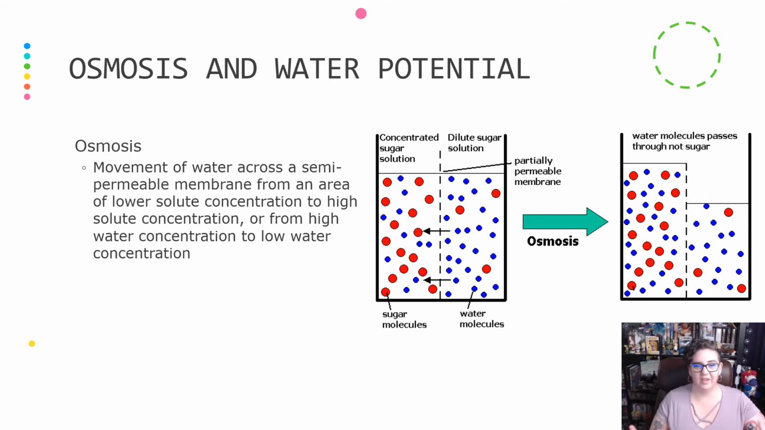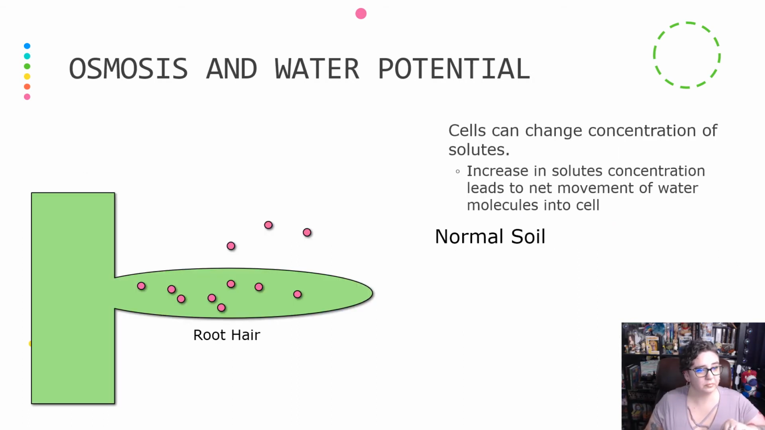I like to think of it as water trying to balance out the two sides by diluting the side that has more salts, right? So that's where we're going with water potential, okay? So we ought to think about it in terms of salts, right? Pressure is also important, but when we're talking about plants, we're mostly talking about the concentration of water, right? So cells can change the concentration of themselves, right?